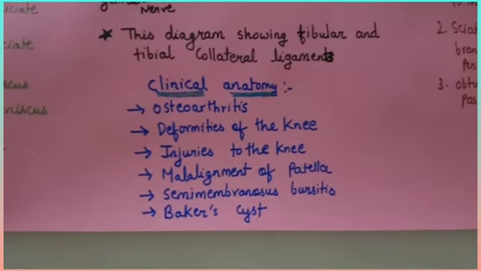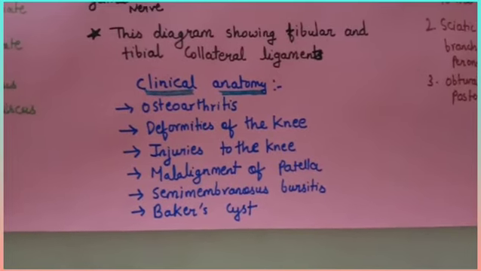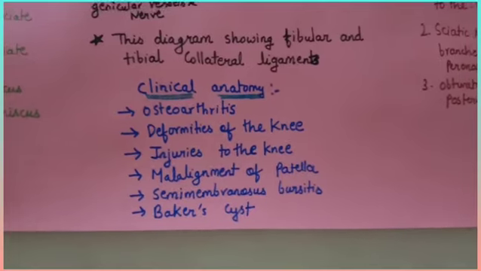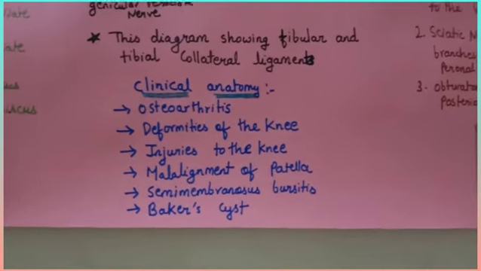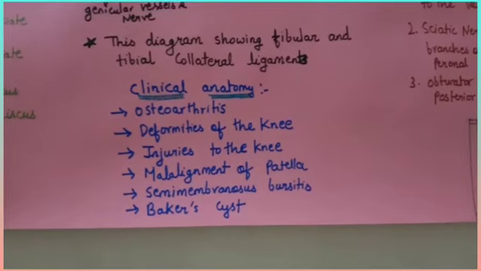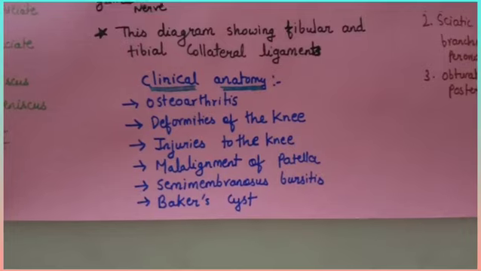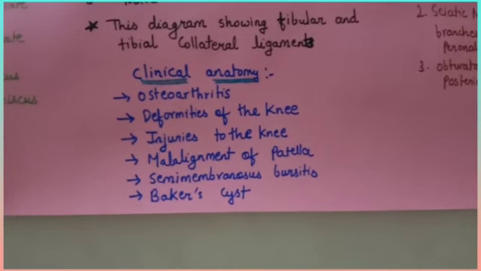Second, deformities of the knee. The angle between the long axis of the thigh and that of the leg may be abnormal, and leg may be abnormally abducted or abnormally adducted. This may be caused by rickets or posture or as a congenital abnormality.